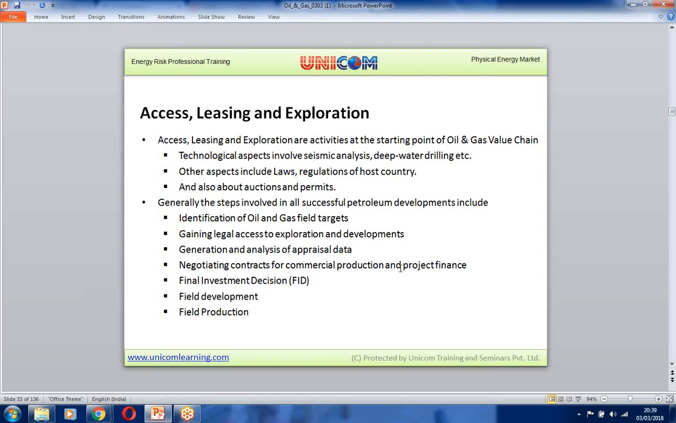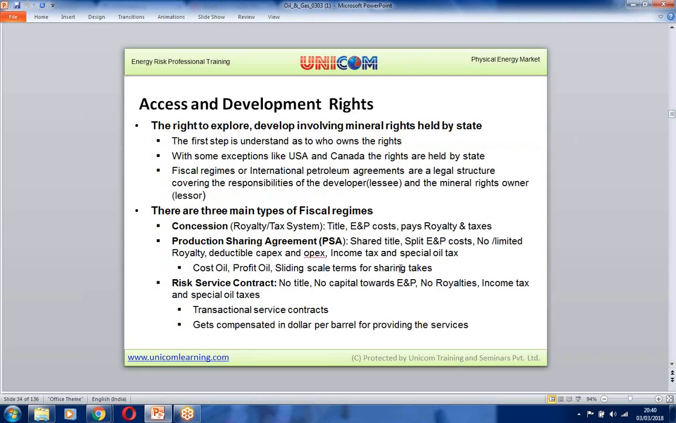But before that, a final investment decision has to be taken. That is called FID. So this is the most important step. Once the FID has been taken, it's almost sure that the project will move ahead. Then begins the field development and field production, whereby the actual reserves are taken out.